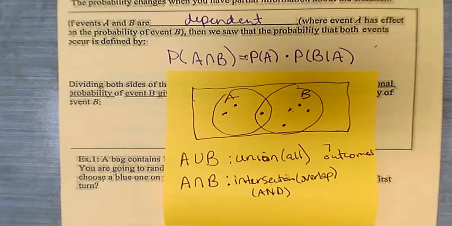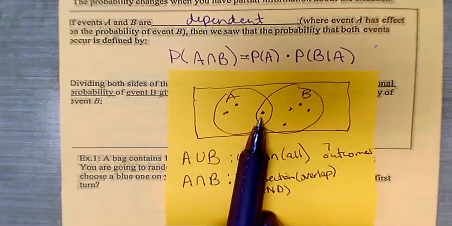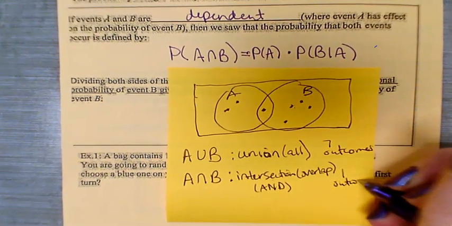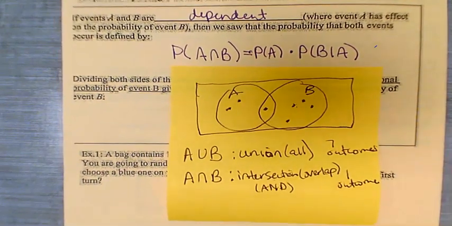So an intersection, by definition in math, means what two items share, and they both share this one outcome. So that's just one outcome in the intersection. So the intersection of A and B means A and B both happening.